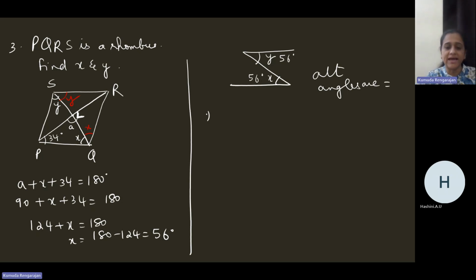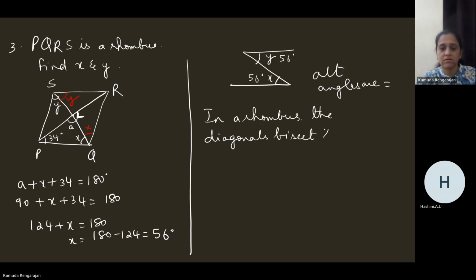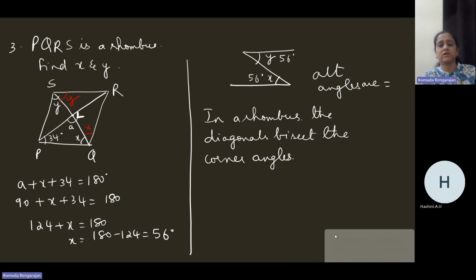In a rhombus, the diagonals bisect the corner angles. Which means if one part is x, the other part is x. If one part is y, the other part is also y. Okay. You can find y in many ways. This is just one of it. So y is also 56. Next one.